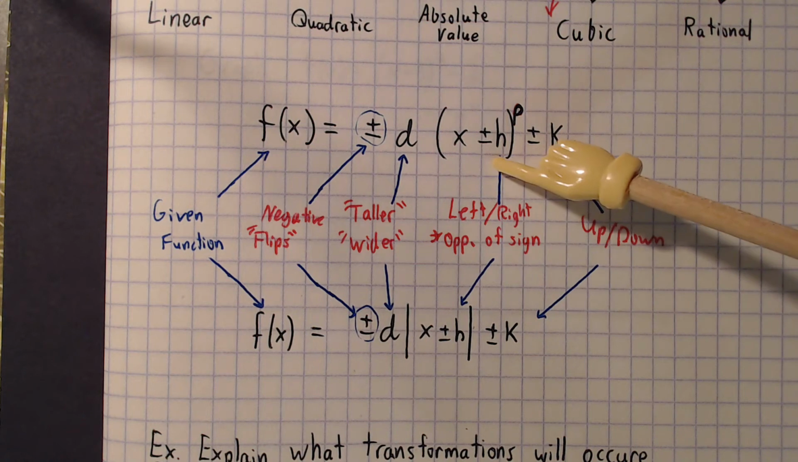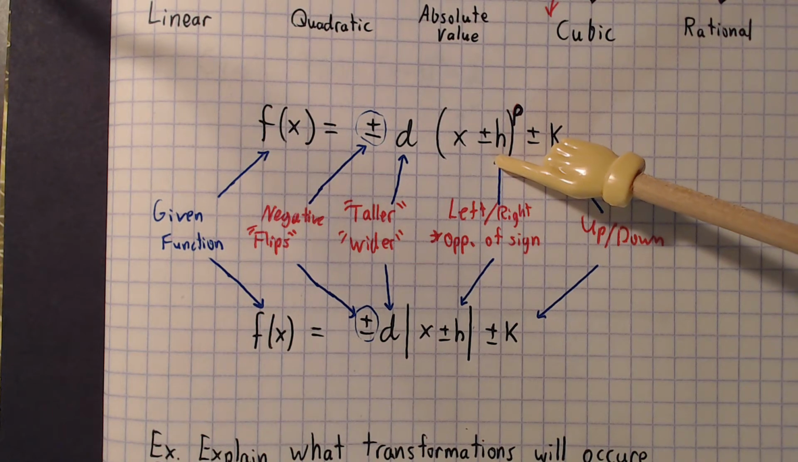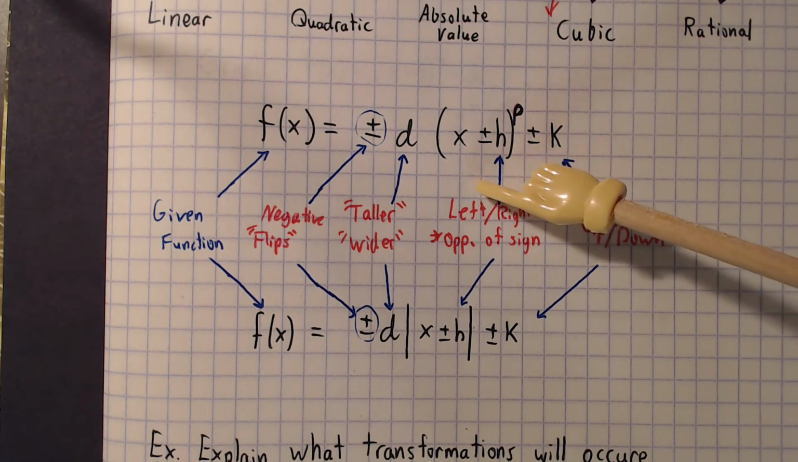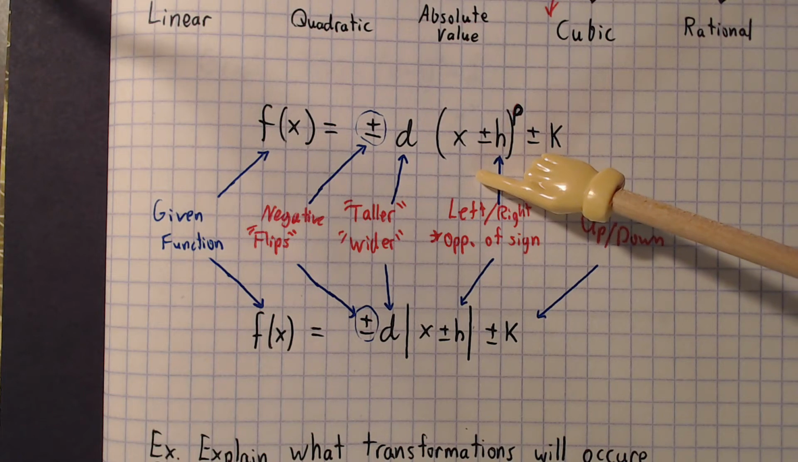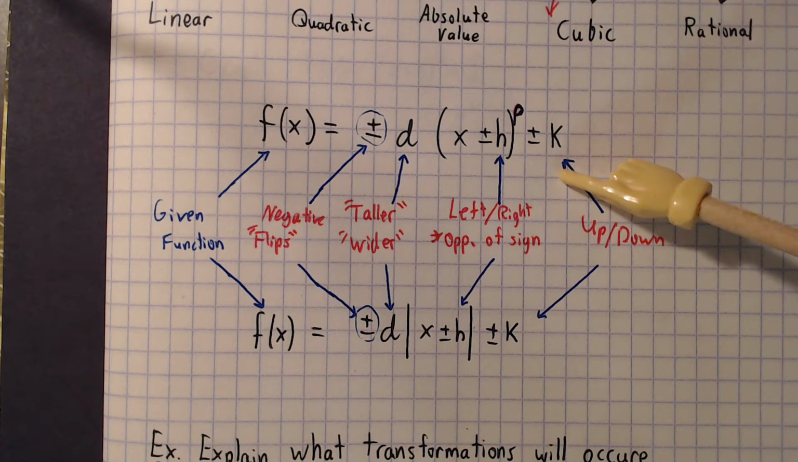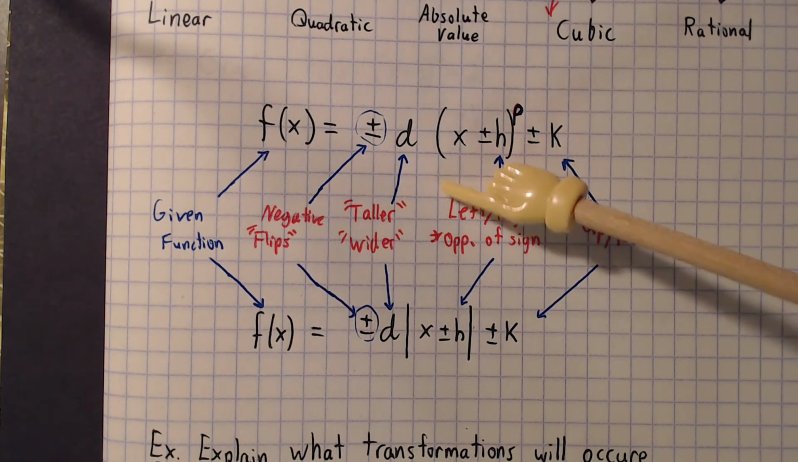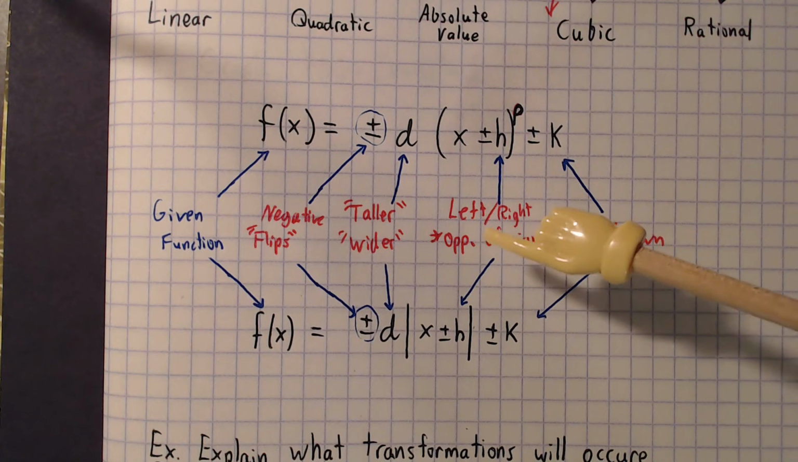Then we have what we're either adding or subtracting inside of the function itself. Here it's a little bit tricky because we want to be moving opposite the sign of what we're adding or subtracting. Remember, we're moving left and right here. So if we had negative, we would want to move towards the right, which is positive. If we were adding a value, we'd want to move towards the left, which is the negatives. So we want to be moving opposite the sign.